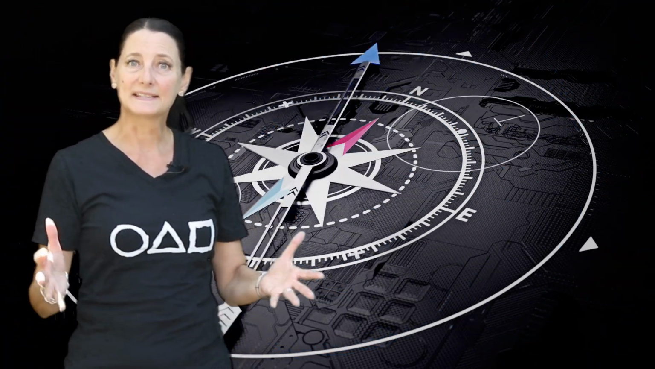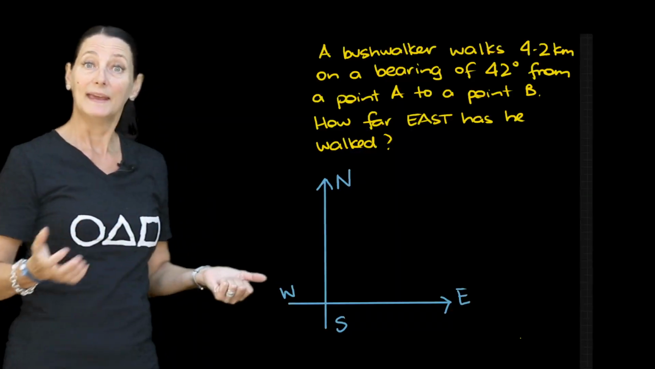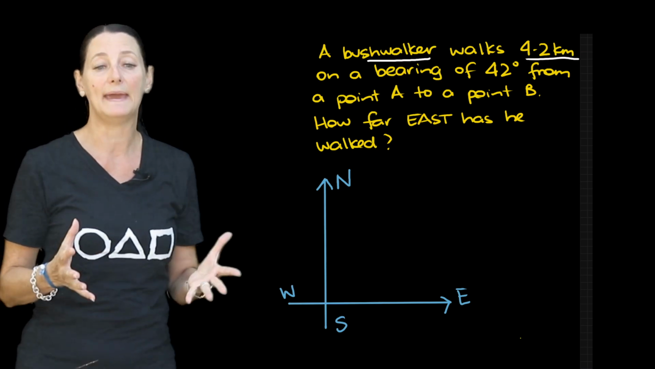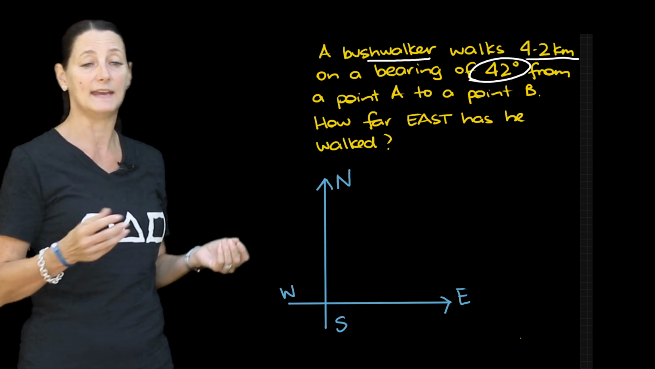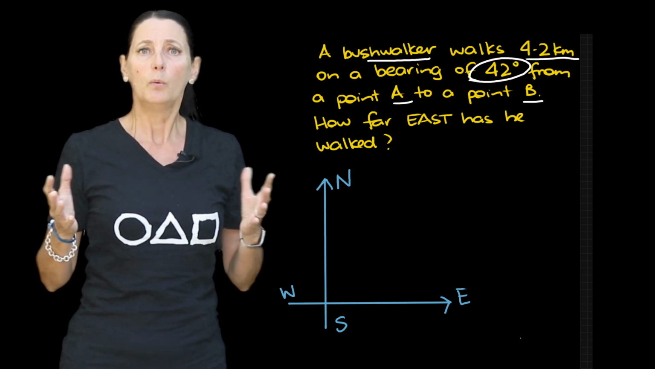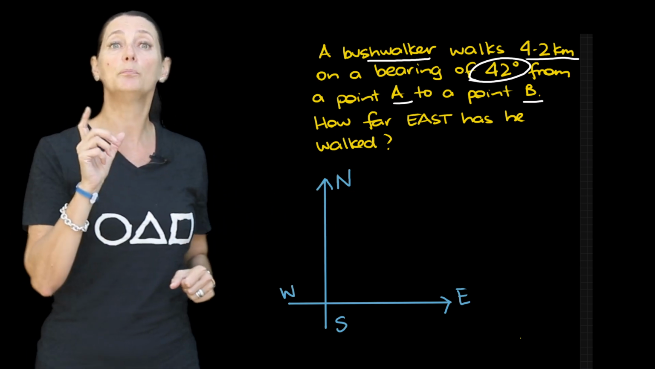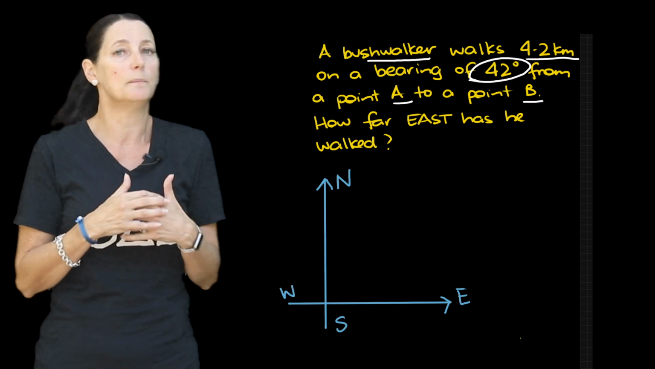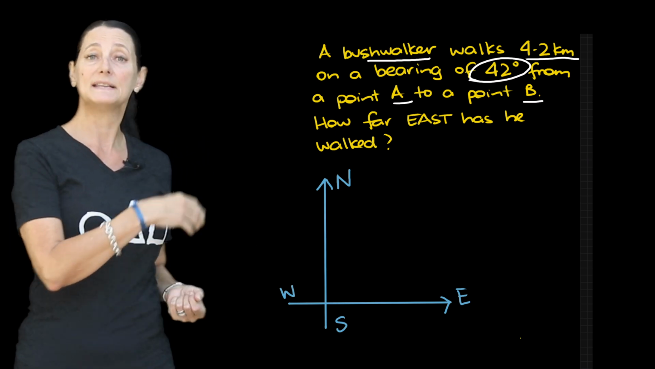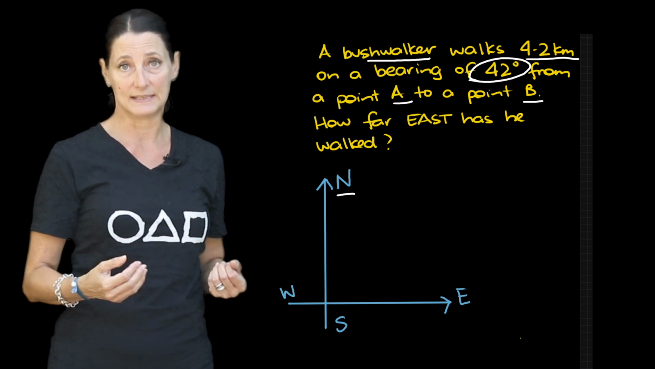Well, let's do an example where we have the word bearing in the question. It says a bushwalker walks 4.2 kilometres on a bearing of 42 degrees from a point A to a point B. Question, how far east has he walked? Well, the most important thing is the word bearing was said in the question. So the minute I see that word bearing, I need to draw a compass. As I draw my compass, let's put on the north, the south, the west, the east point.